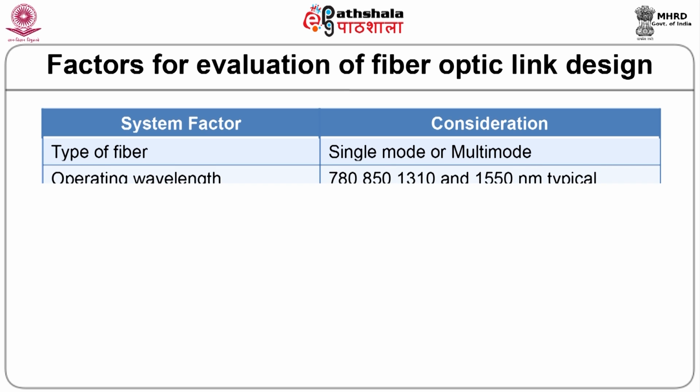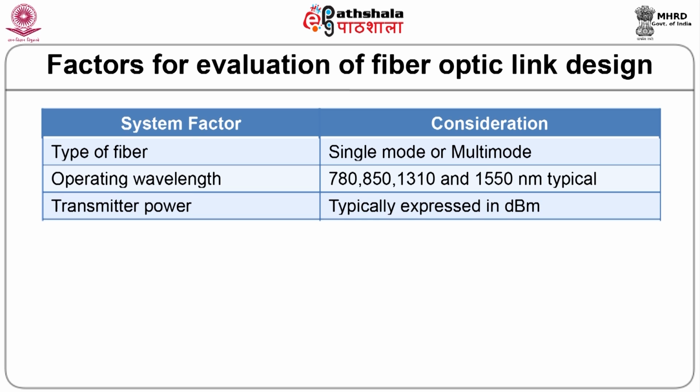Then another thing is the operating wavelength, that is the wavelength at which the data is being transmitted, or the wavelength of the light that is used. For optical fibers, the typical wavelengths are 780 nanometers, 850 nanometers, 1310 nanometers and 1550 nanometers. These wavelengths are specified here because for these wavelengths there will be a minimum loss, which we call the attenuation loss or the dispersion loss. So that is why these wavelengths are important.